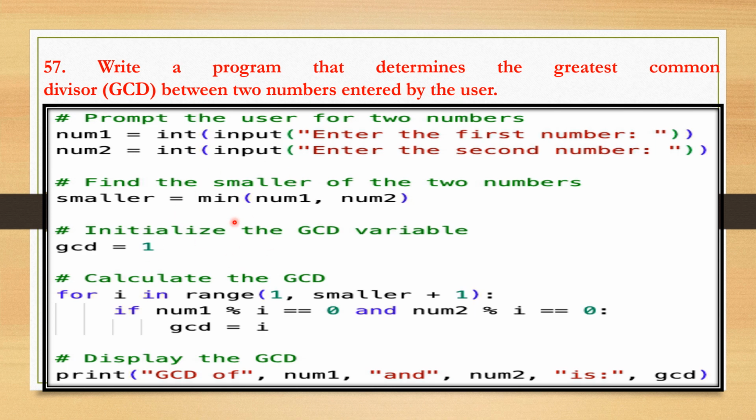The program uses a for loop to find the GCD. It iterates from 1 to the smaller number using the range function. And for each iteration, it checks if both num1 and num2 are divisible by i without any remainder. If they are, it means that i is a common divisor, so it updates the GCD variable to i. And after this loop terminates, the GCD variable will hold the GCD of num1 and num2. And the program displays the GCD using the print function.